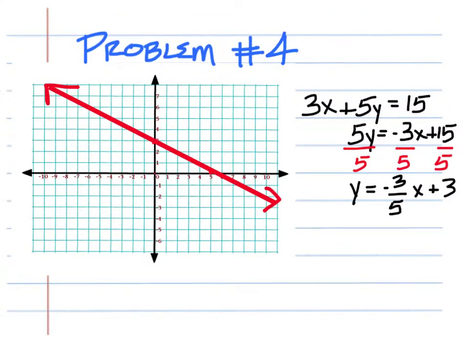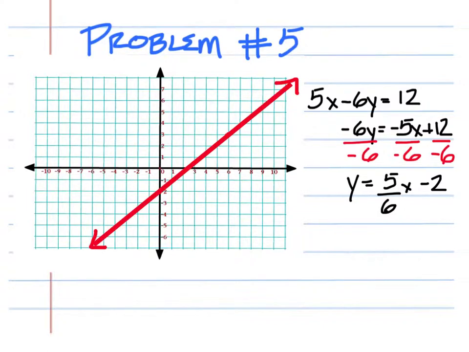Problem 4 is y equals a negative 3/5 x plus 3. Goes through 3 on the y-axis, down 3 to the right 5. Falls to the right. On number 5, y equals 5 over 6x minus 2, so it passes through a negative 2 on the y-axis, and then up 5 over 6. Rises to the right.